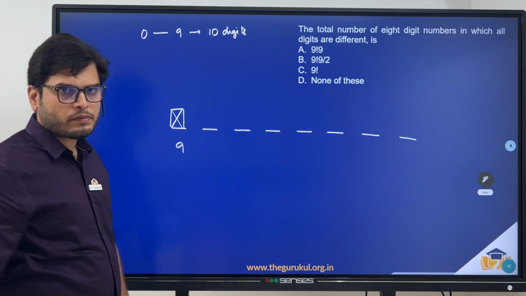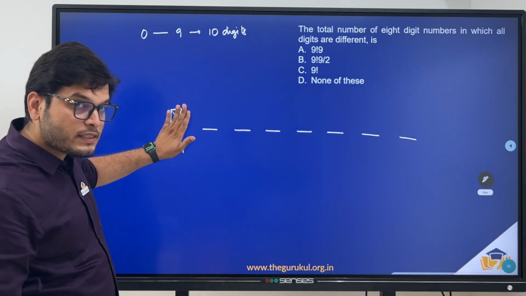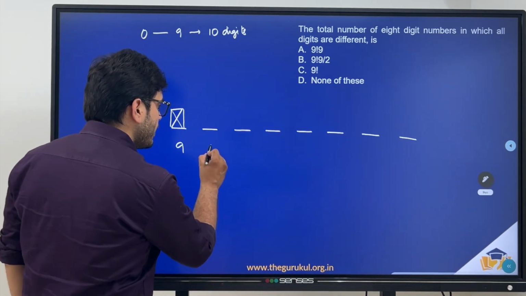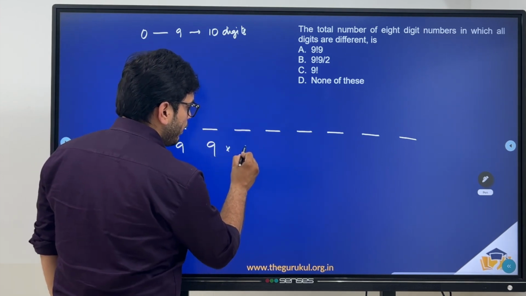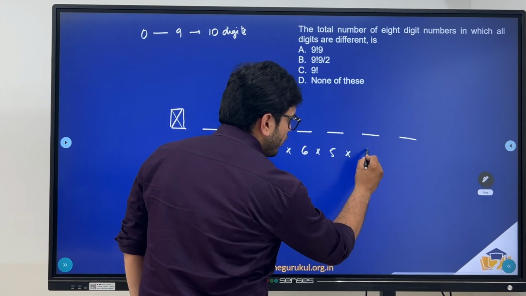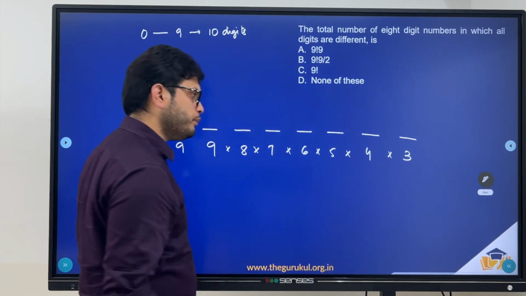You have 9 ways, right? Now once you have selected this digit, we are left with 9 more digits because now you can include 0, right? So you can select this in 9 ways: 8, 7, 6, 5, 4 into 3, right?